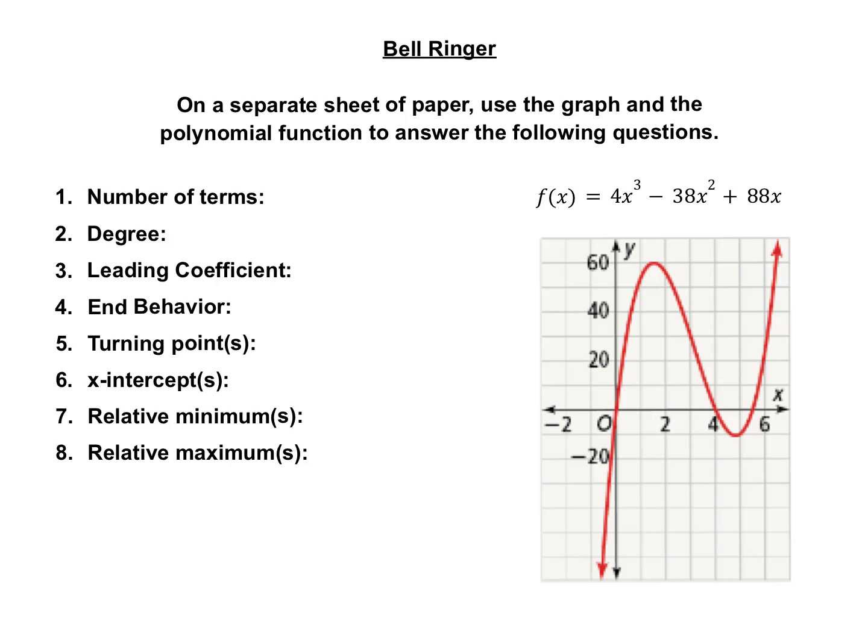All right, I gave you a polynomial function here and a graph. We're going to answer these 8 questions off to the side. How many terms are there? 3. Where'd you get that from, the graph or the equation? The function, right? So there are 3 terms, 1, 2, 3.